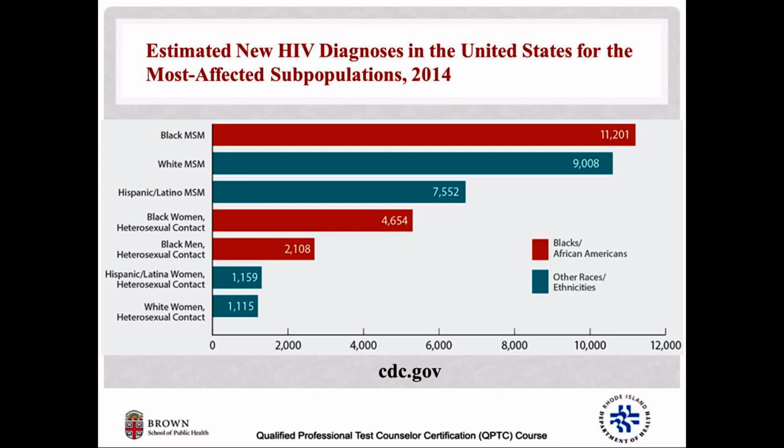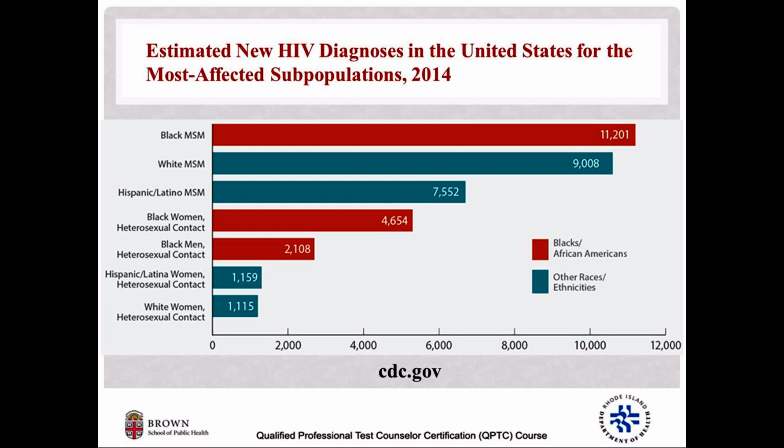When we look at what populations are most impacted by HIV across the U.S., it really tends to be men who have sex with men. When you look at the number 1, 2, and 3 groups, it's really Black, White, and Hispanic, Latino MSM. Importantly, Black and Hispanic Latino MSM are disproportionately infected with HIV.